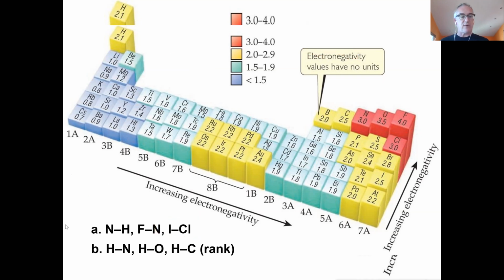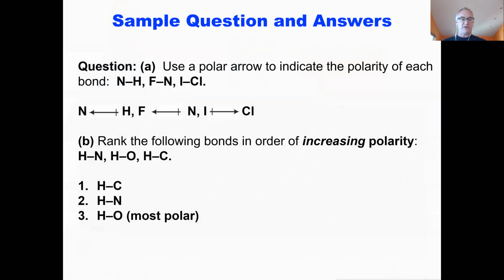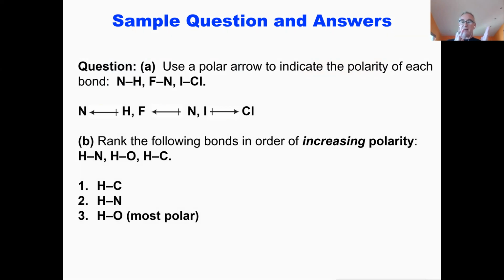So let's see if we were right about those. Right, so points towards nitrogen, points towards fluorine, points towards chlorine. Excellent. And we sort of skipped over this part, but the most polar, oxygen has the highest electronegativity, nitrogen slightly less, carbon less than that. So the least polar bond would be hydrogen-carbon, followed by hydrogen-nitrogen, and the greatest difference is between hydrogen and oxygen.